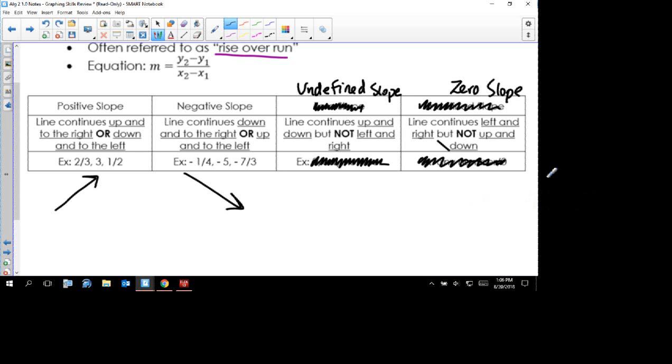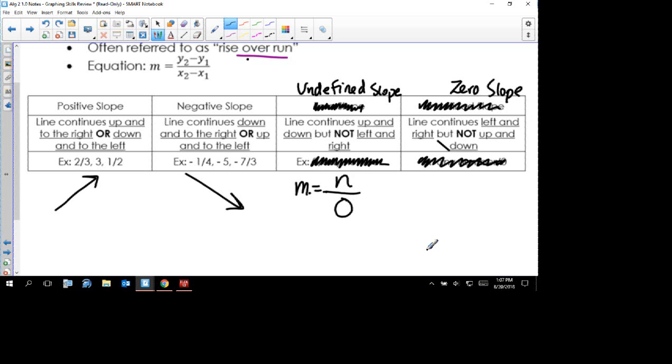Undefined slope would be if we have our slope that has any number divided by 0. Any number divided by 0. And if you look right there, do you see that number divided by 0 spells something? It says no, you can't have a number divided by 0. If you typed it in your calculator, it will tell you that you made a mistake. That's the one that's undefined slope.